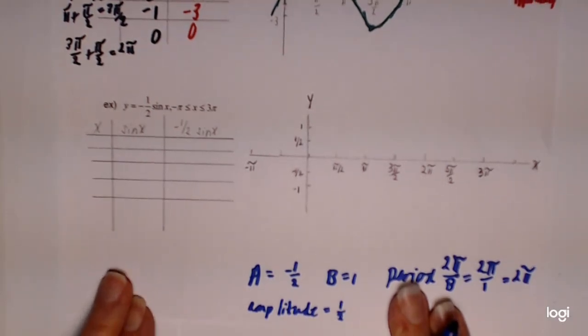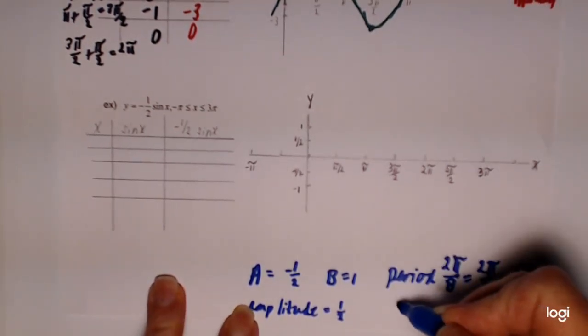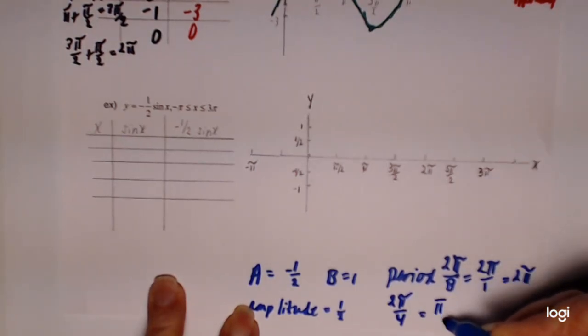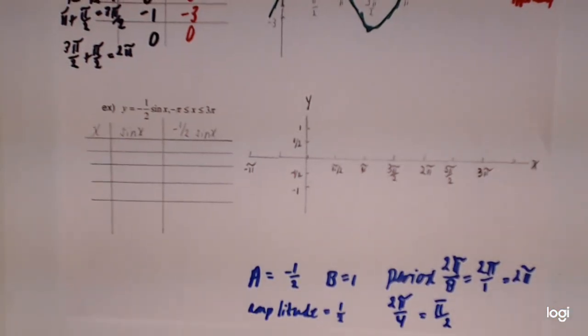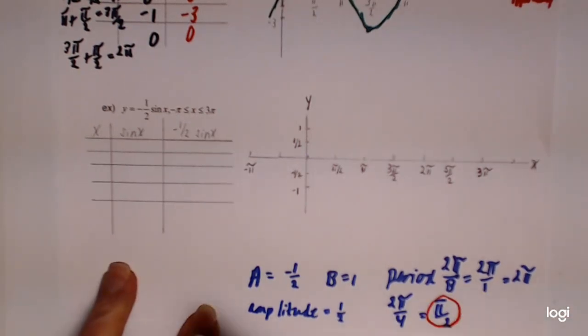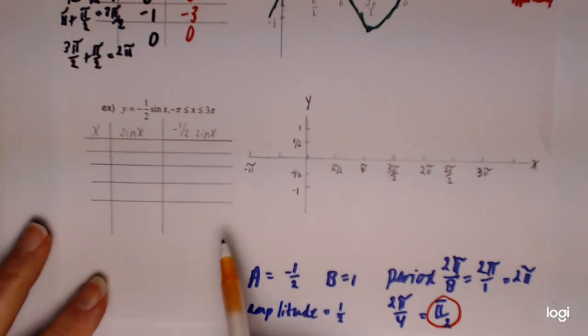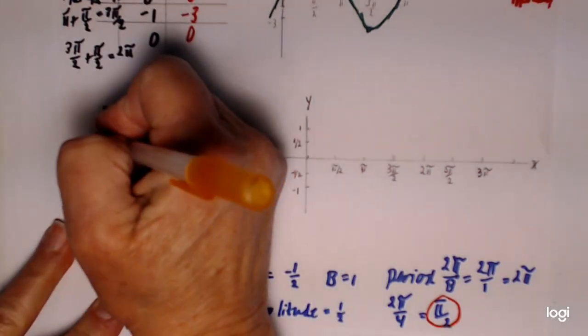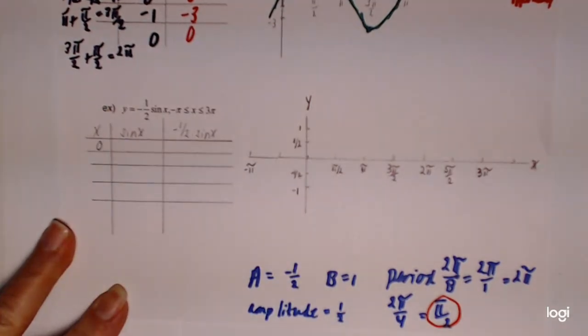Again, we're going to divide our period, 2 pi, by 4, which gives us pi over 2. Just like before, that pi over 2 is going to be the increment that we add to our starting x value in order to get all 5 of our key x values. Again, similar to the example we just did, we don't have any phase shift. So we're starting with x equals 0.